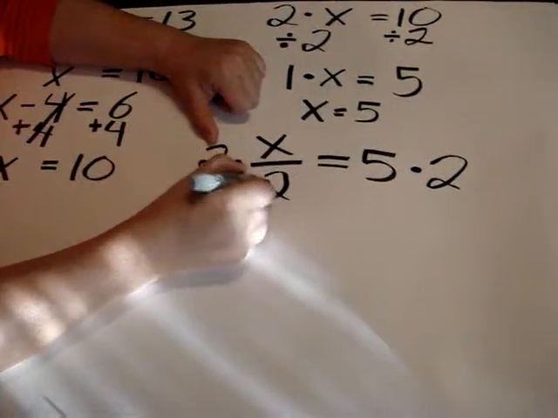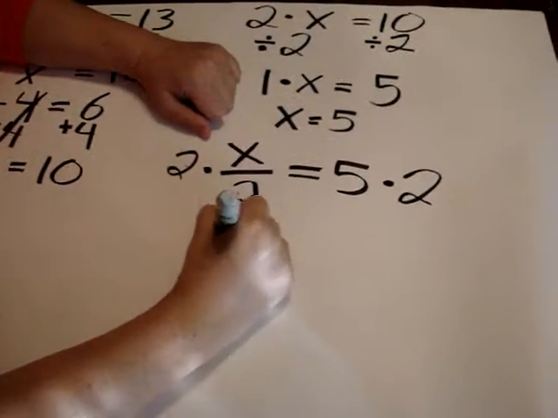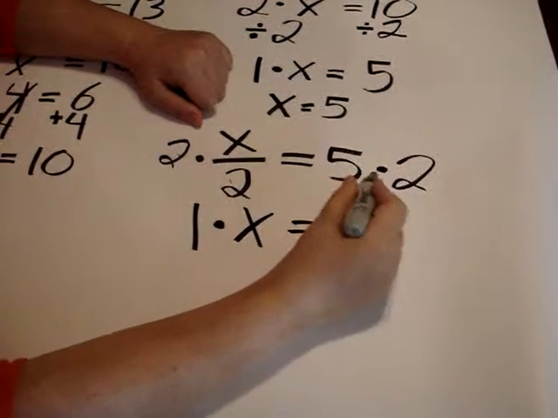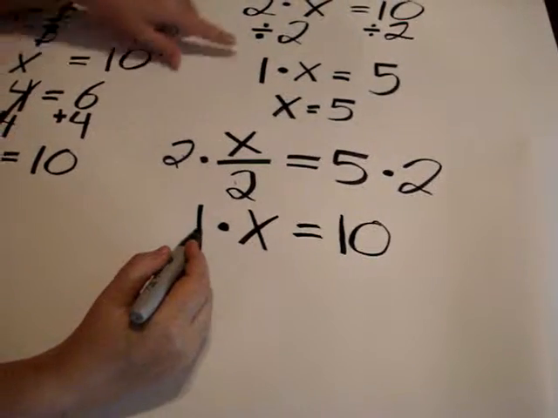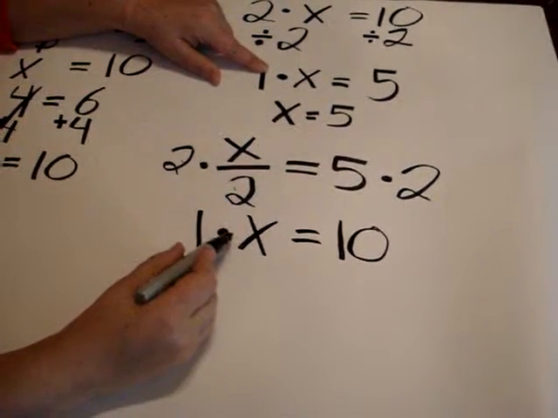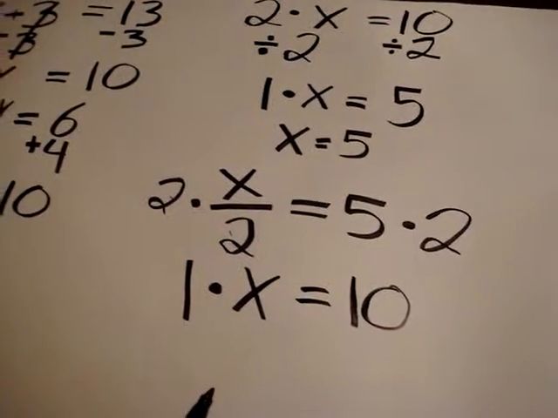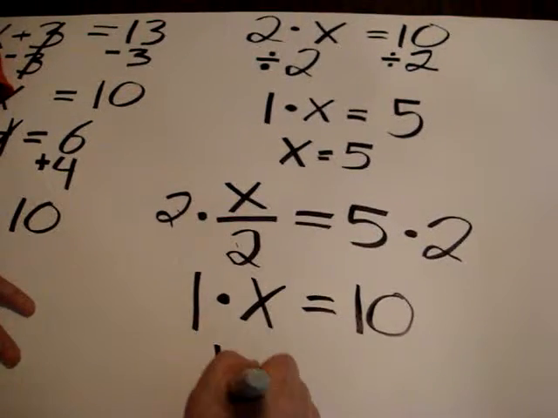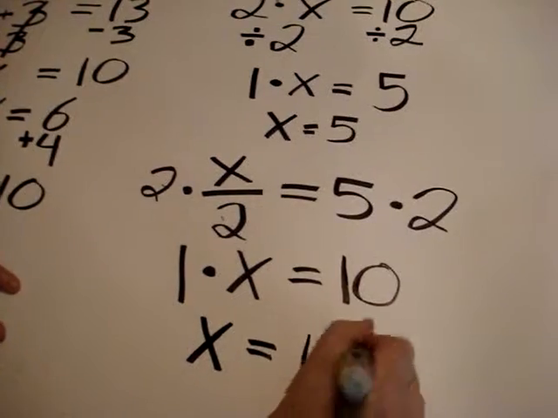Now 2 divided by 2 is 1. We have 1 times our x. 5 times 2 is 10. And just like up here, 1 times x is just x. Just the same as 1 times 3 is 3, 1 times 5 is 5, 1 times x, it's just x. And in this case, it equals 10.